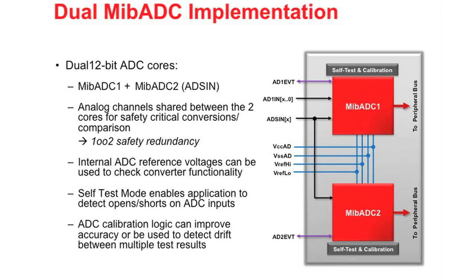In this configuration, there are a number of dedicated input channels connected to the first ADC and a subset of channels that are shared between the first and the second ADC. Safety-critical analog signals can be connected to the channels that are shared between both A to D cores. These signals can be simultaneously converted by both MIB-ADC1 and MIB-ADC2, and then the outputs can be compared via software to ensure that the digital converted results are within an acceptable range from each other.